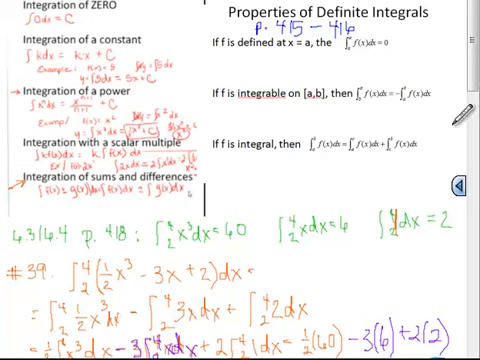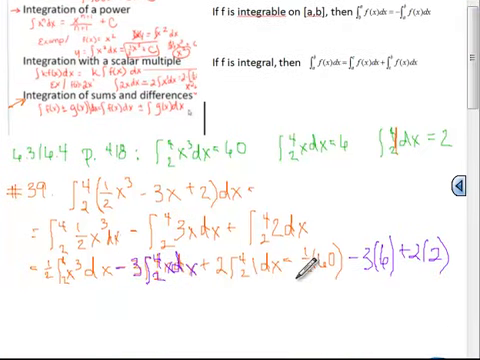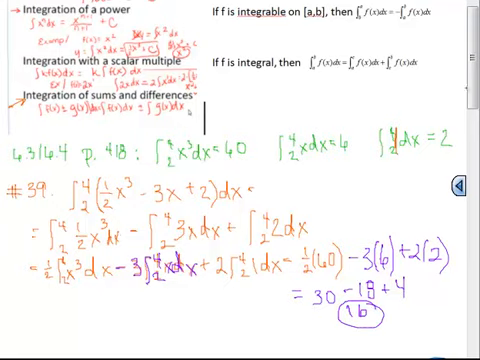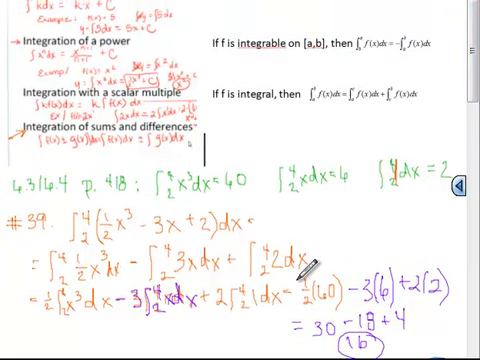When all this is said and done, what I'm going to get is 30 minus 18 plus 4, so 16. So that's all this was asking me to do. And if you look back, what I did use was the integration of sums and differences. I also used the scalar multiple rule, and I just used the idea that if you knew what the evaluation of a definite integral was equal to, then you could just go ahead and sub those in. So those are using properties at their finest.